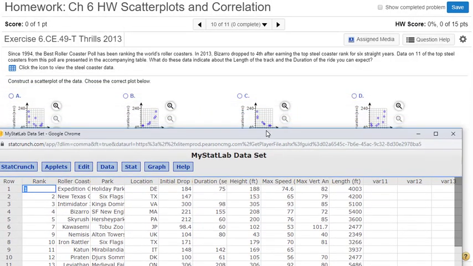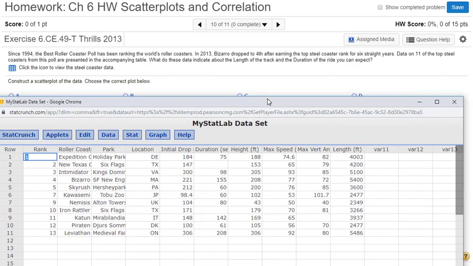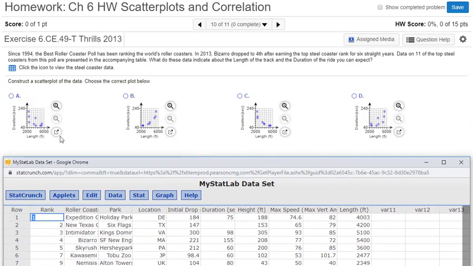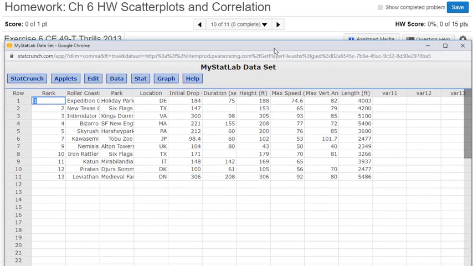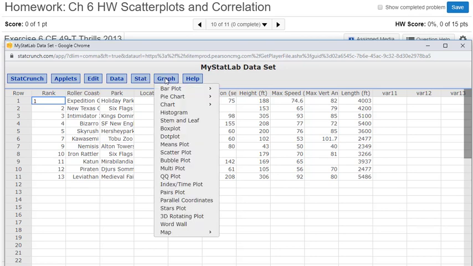Okay, it wants us to construct a scatter plot of the data. If you look at the scatter plot, we're looking at length and duration. It doesn't really matter in this case, length versus duration. I glanced down here and it looks like all of the lengths are on the x-axis. Sometimes it does matter, because sometimes there's a clear independent versus dependent variable. In this case, there's really not. So I let the choices help me out.